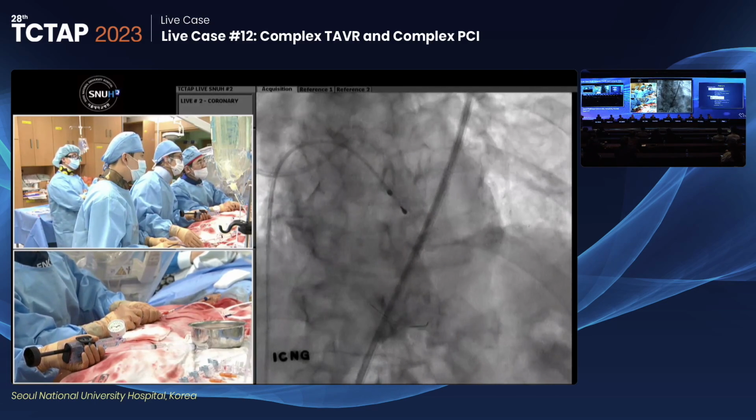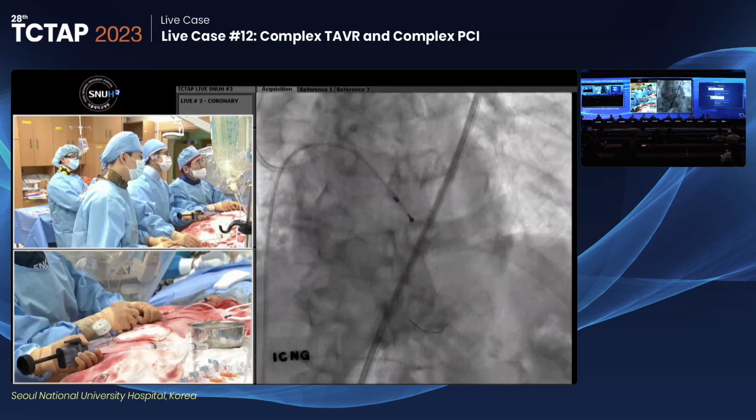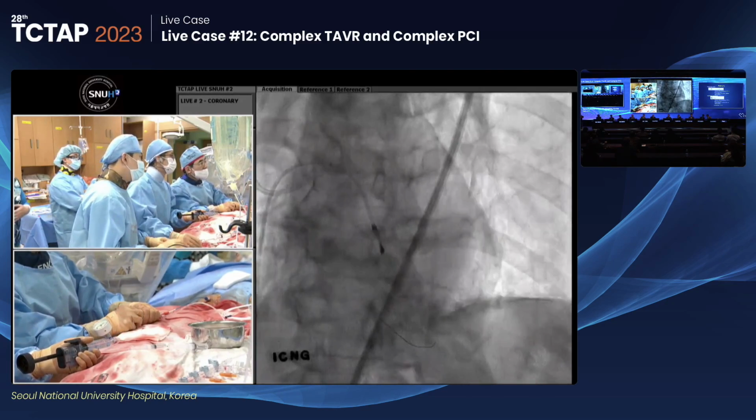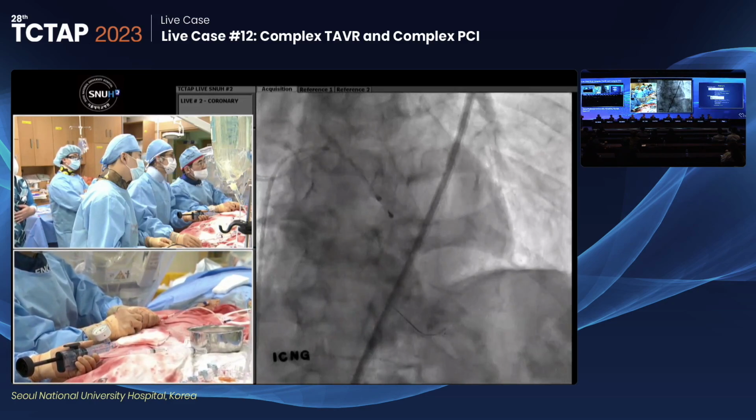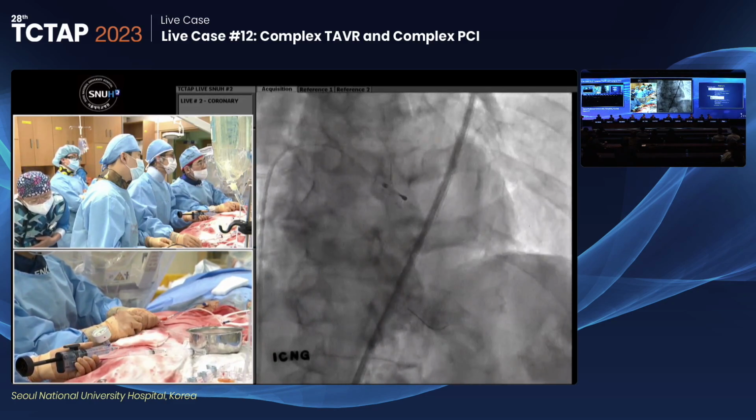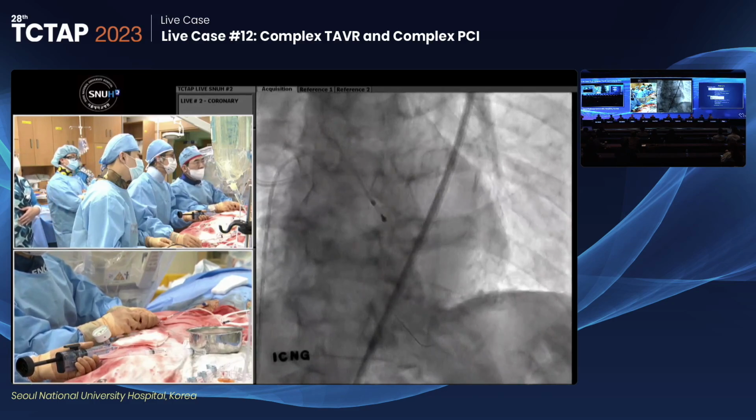The 1.5 balloon cannot advance. I cannot advance the 1.5 balloon. The option is just to introduce the rotor wire and do rotablation. It's impossible.